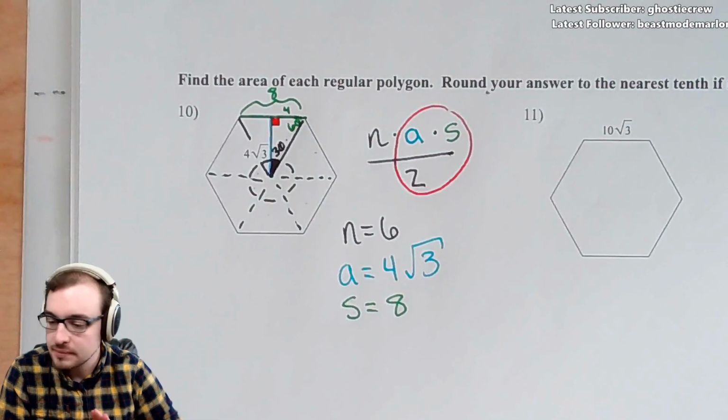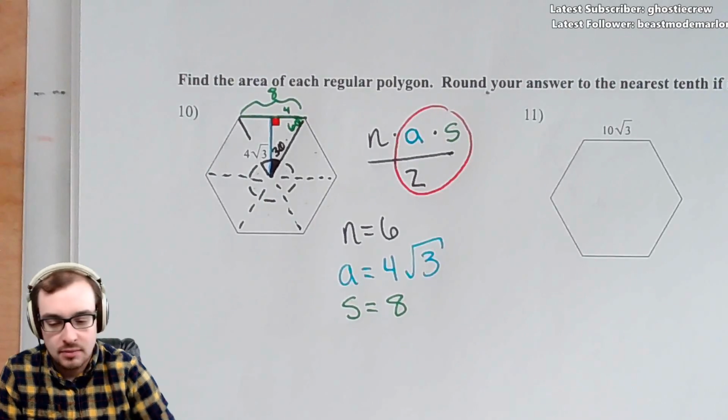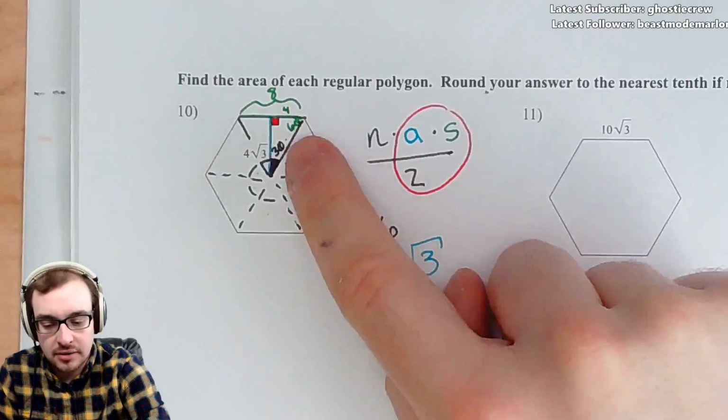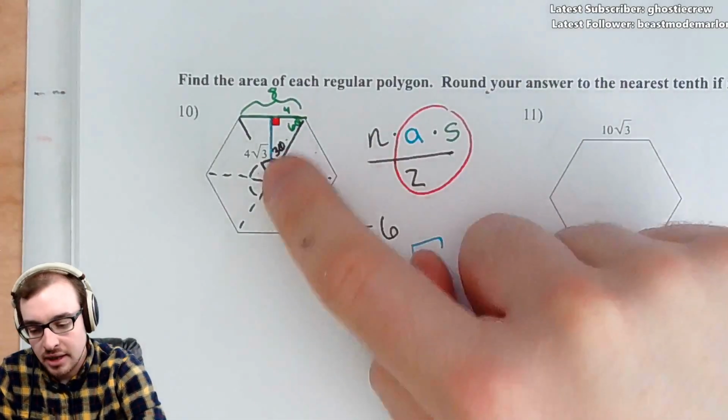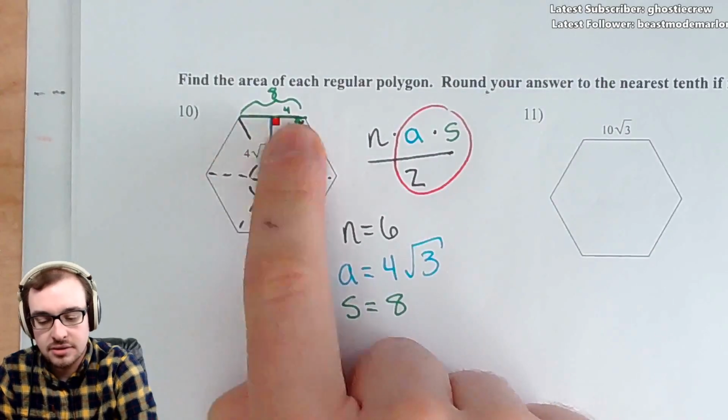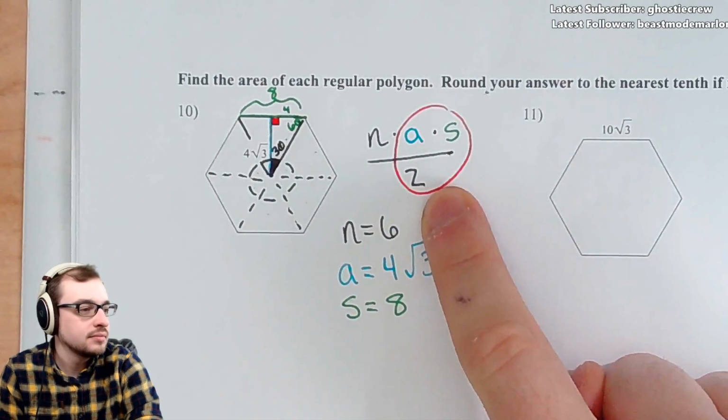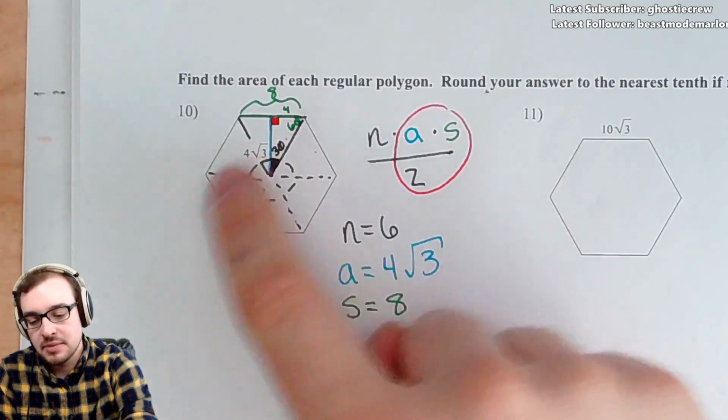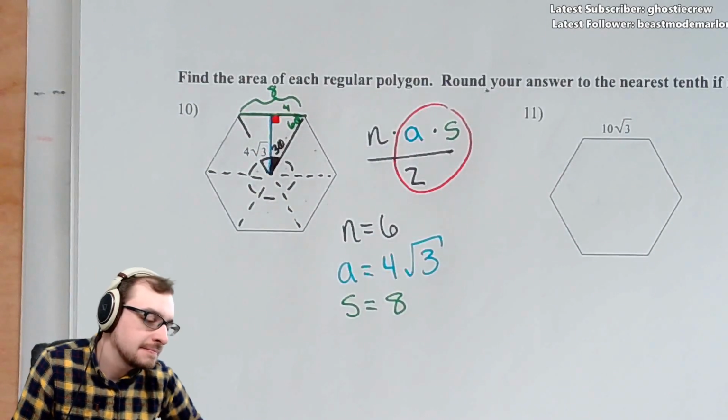A S divided by 2. Remember, this part right here is the area of that triangle, right? The height, A, the side, S, divided by 2. Base times height divided by 2, and then we times it by the number of triangles we need.